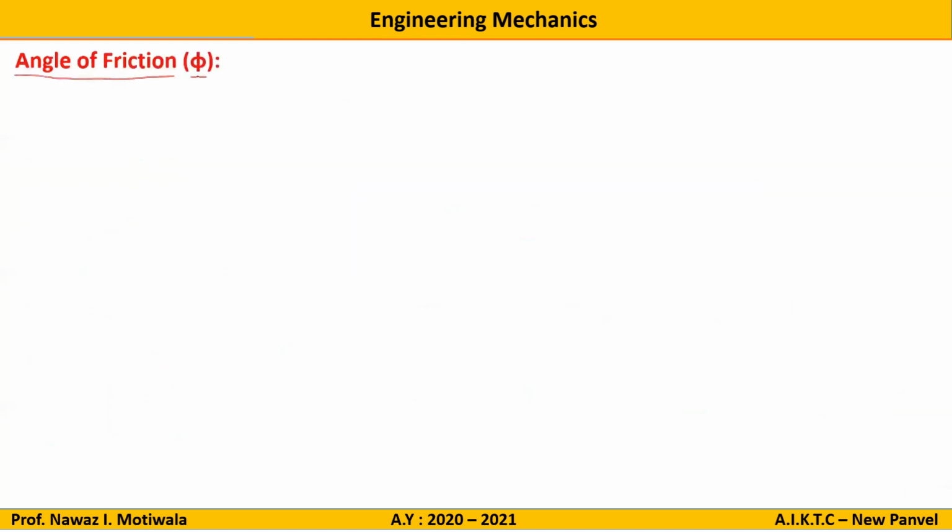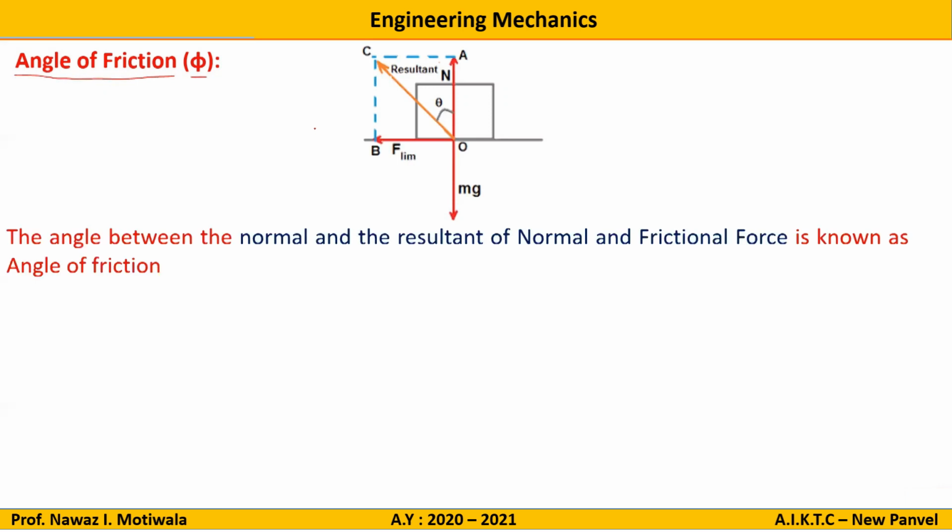What is the angle of friction? That is phi. The angle between the normal and the resultant of the normal and frictional force is known as the angle of friction. In the diagram you can see the normal force and the resultant force, which is the resultant of the limiting friction force and the normal reaction. You can see the angle phi between the resultant and the normal force.